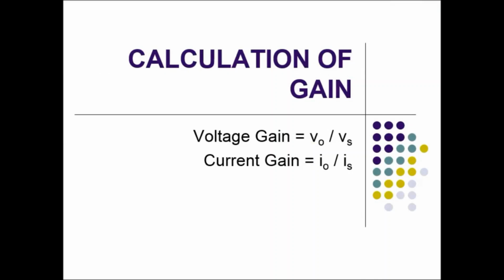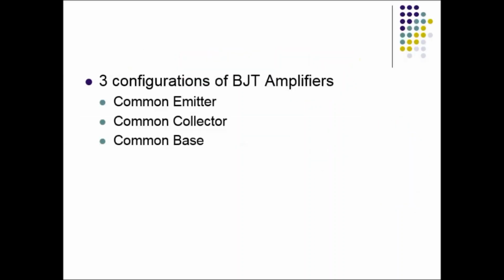When we talk about an amplifier, it means that you're going to amplify the input signal to become bigger. So we are dealing with gain, right? If you give a voltage signal, then it's voltage gain. If you give a current signal, then it will be current gain, right? So we are going to cover voltage gain and current gain. For this chapter, there are 3 configurations of BJT amplifiers: common emitter, common collector, and common base.